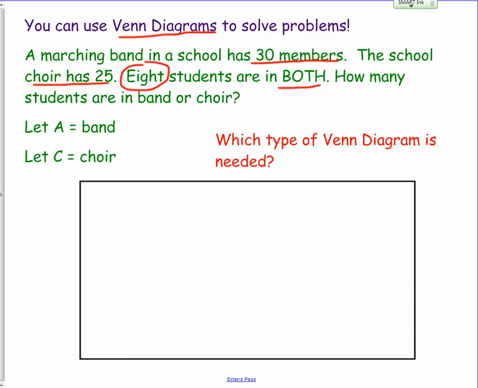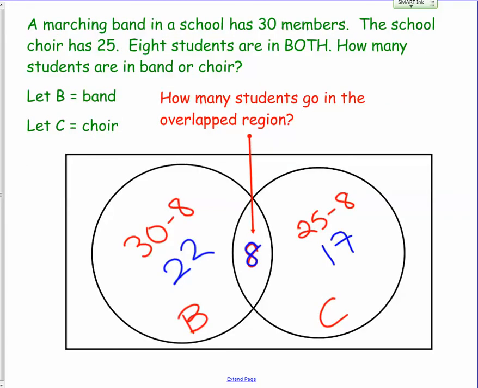So first of all, in problem solving, step 1 is to understand the problem. So I had you write down the key facts. The band has 30 elements. The choir has 25. 8 are in both, and the question is how many students are in band or choir. So you talked about which kind of diagram is needed, and you decided a Venn diagram that's overlapping makes the most sense. So let me just erase this and go over how we went over in class.